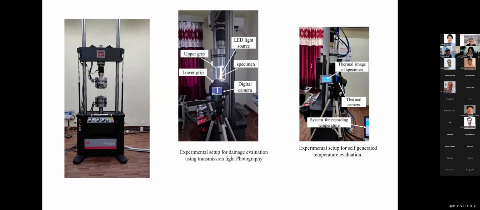And then coming to the test setup, which we'll show tomorrow also. This is the basic MTS 250 kN setup, which we are using. On the left side is the basic machine.